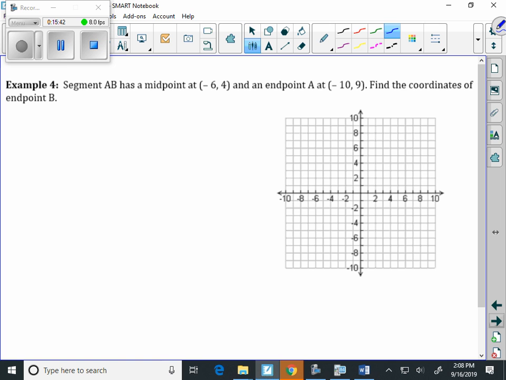So when we graph this, negative 6, 4. And I'm going to put an M there for midpoint. Segment AB has a midpoint at negative 6, 4. One of our endpoints is negative 10, 9. So we're going to come over here to negative 10, 9. And here's our endpoint.